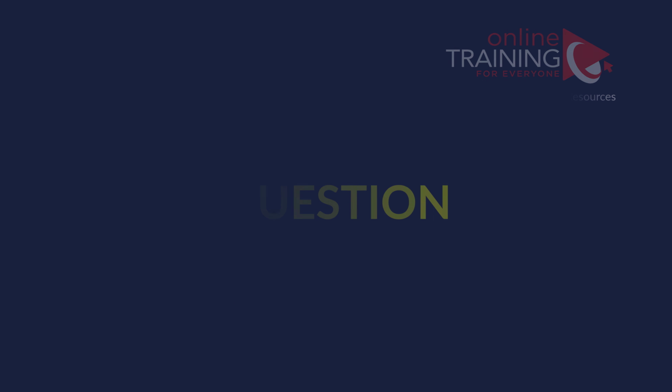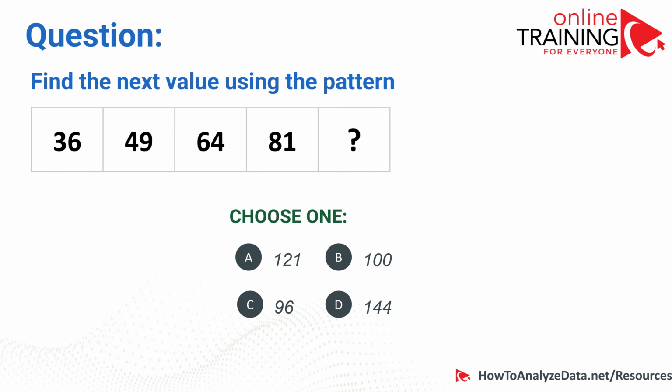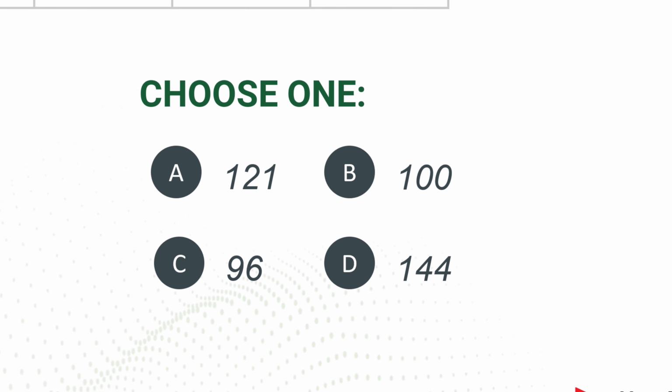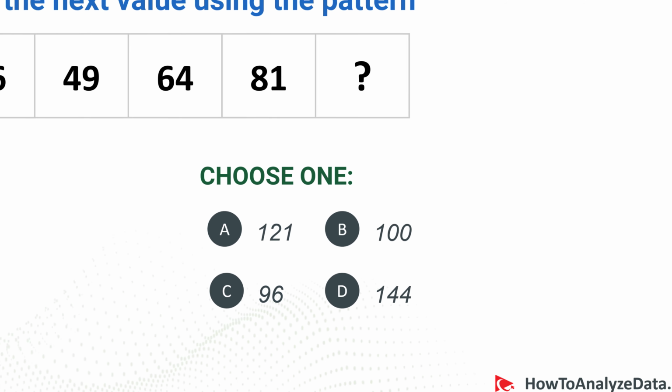Now let's look at the very tricky question, which is frequently used as part of a variety of different tests. Find the next value using the pattern, and you're presented with the patterns of values: 36, 49, 64, 81, and you need to find the next number. You have 4 choices: 121, 100, 96, and 144. What do you think is the right choice here?